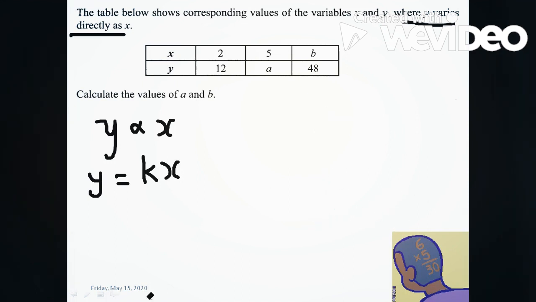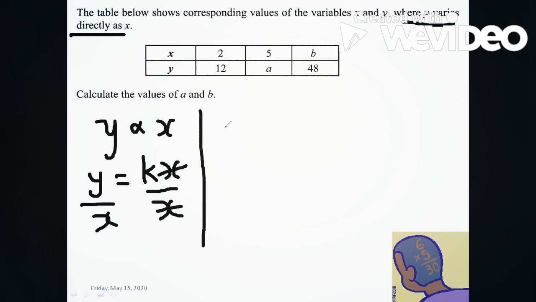All right, so we need to find k. To find k, we're going to make k the subject. So we're going to divide everything by x. So x cancels out. All right, draw a line there. So therefore, k is equal to y over x.